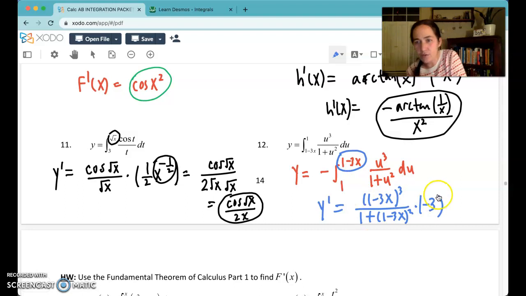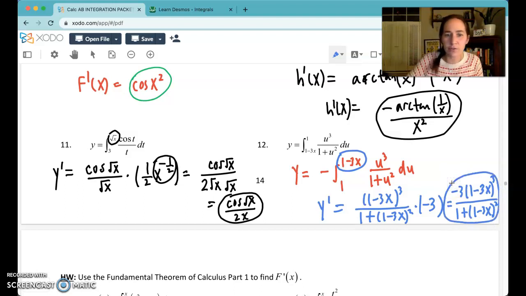And again, you'll see it just cleaned up with the -3 up top. So -3, this thing to the third, 1 minus 3x to the third, and then you've got that. I'm just going to leave this expression, 1 plus 1 minus 3x squared. Okay. So the rest is up to you, right?